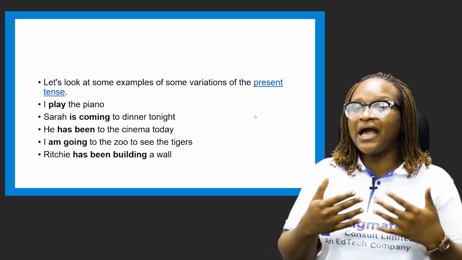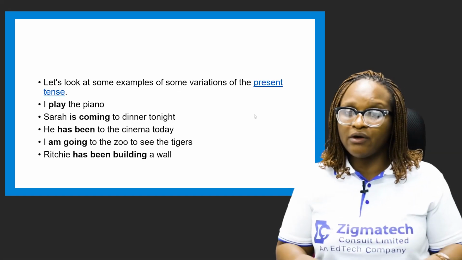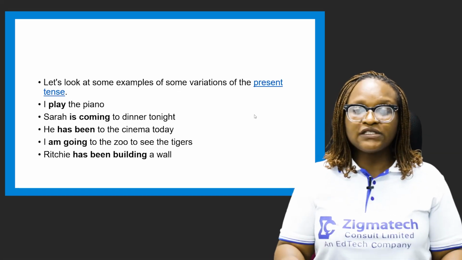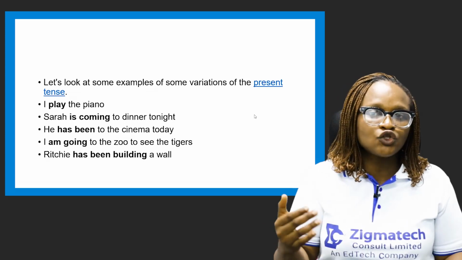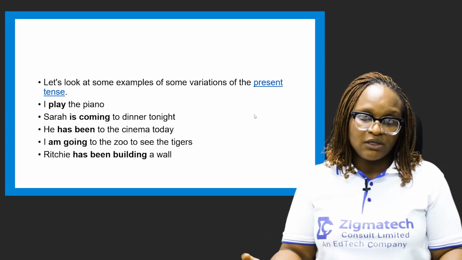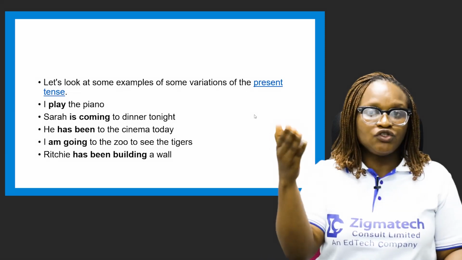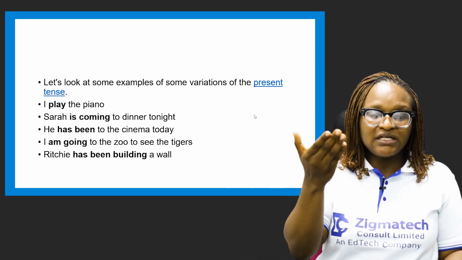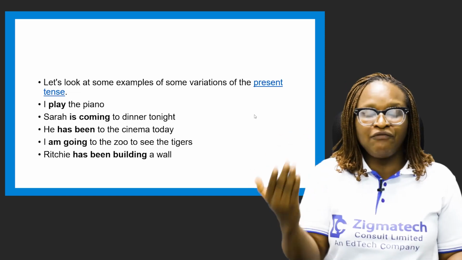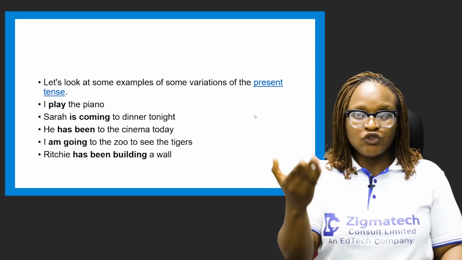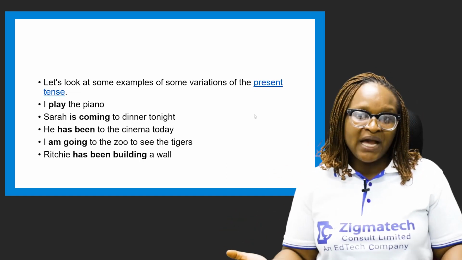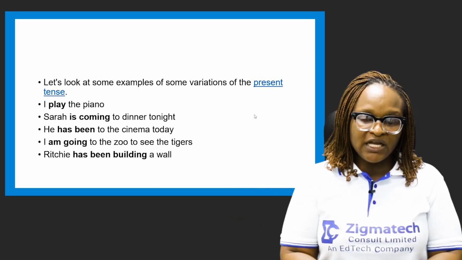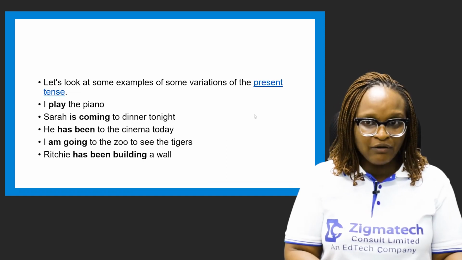plural verb. So I can't say I plays the piano. It is grammatically wrong. So it's I play piano and it's in the present. Sarah is coming, that's present continuous. Remember, we are looking at variations of present tense. We have seen present tense in respect to regular verbs. I play piano. If it were to be past, it would be I played. All right? So I play piano. Play is a present tense form from the angle of regular verbs.